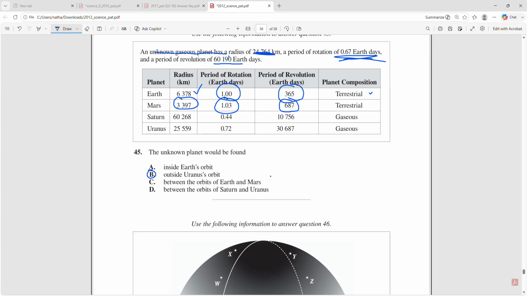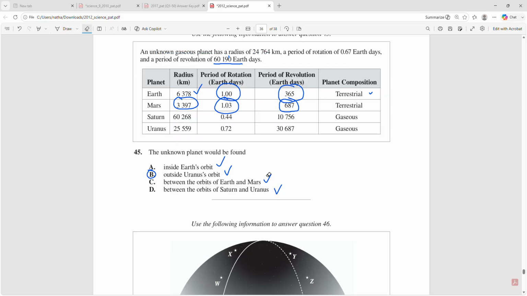The unknown planet would be found, and they're saying either inside Earth's orbit, outside Uranus's orbit, between Earth and Mars, or between Saturn and Uranus. So how would we know that? Let's look at what we have. We know the radius of the planet. That can give us some idea, because remember, the larger planets are further into the solar system, but it doesn't mean they're all exactly going from smallest to largest.